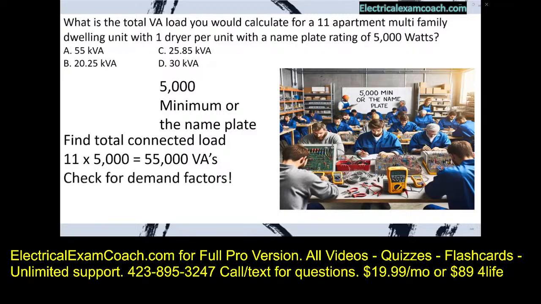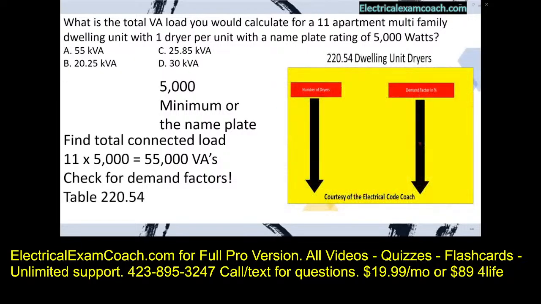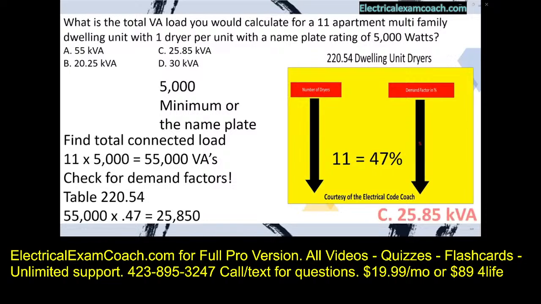Now, we check for demand factors. We head over to table 220.54. When we get there, we find the demand factor for 11 is 47%. So we take our original load, multiplied by the demand factor, and that gives us a new reduced load of 25,850 VAs. And we're going to select C. Great job.